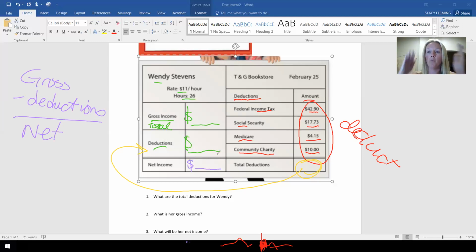So we have to figure out what was her total pay, gross, and what were the total deductions, to find out what was left over. What is her net income? What will she be able to keep? Okay, so once you figure out those answers, you will put it into your Google form.